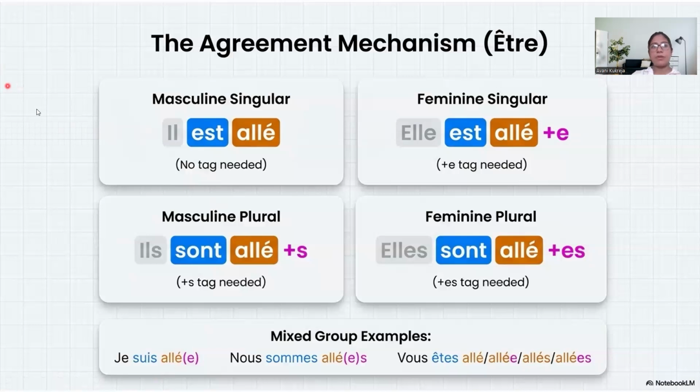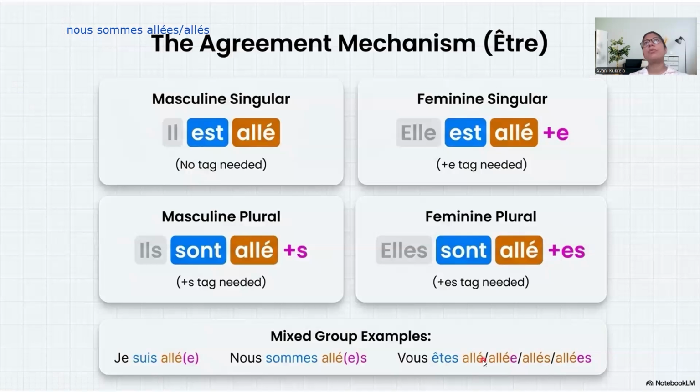If me and Preet, we say we went, so I'll say nous sommes allés, feminine plural, ES. If, let's say, it's all of us, a mixed group, boys and girls, I'll say allez. Yeah? Did you follow it? Everyone? Yes. With the vous form, vous can be used in either way.